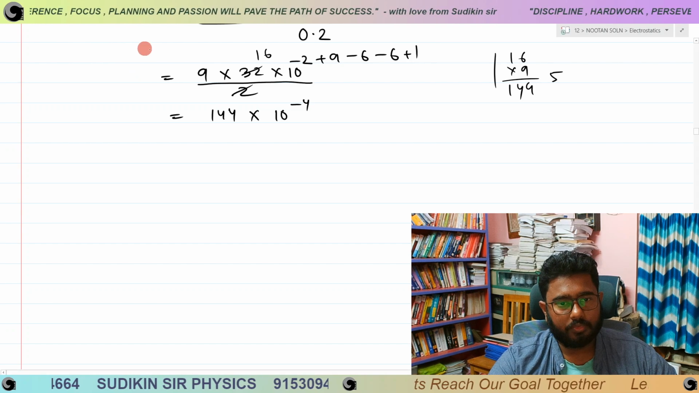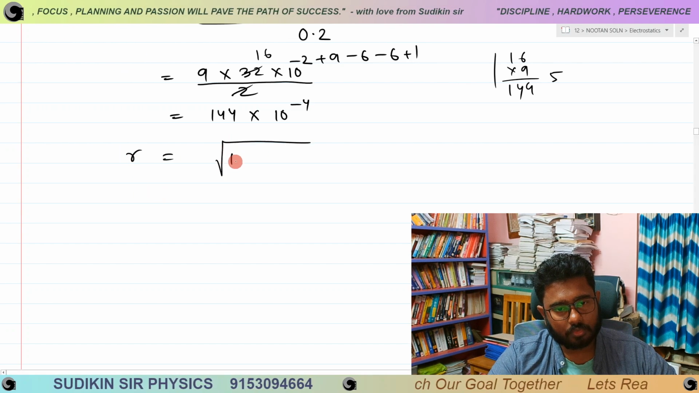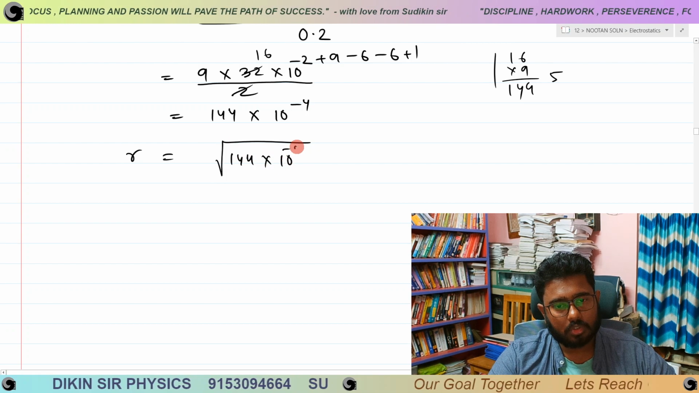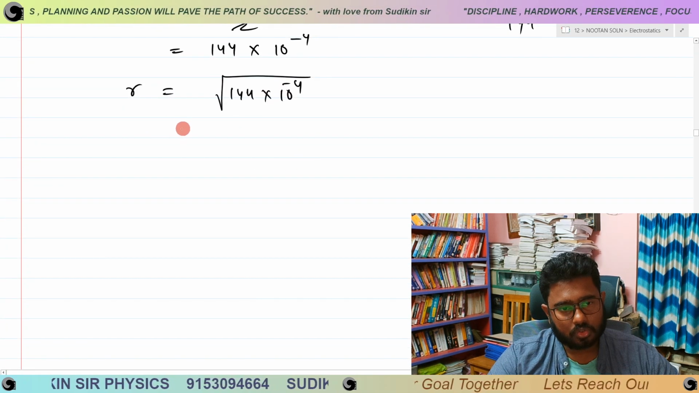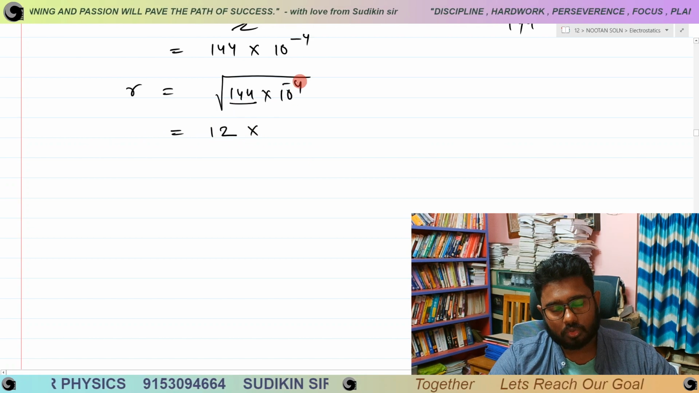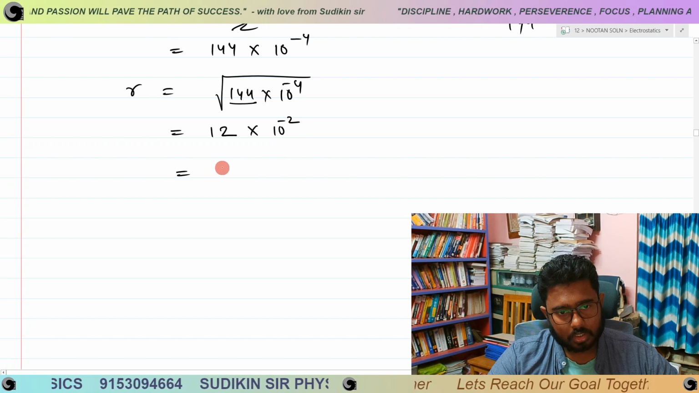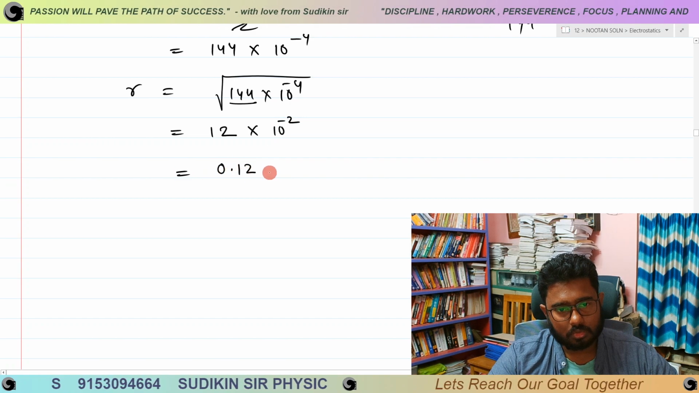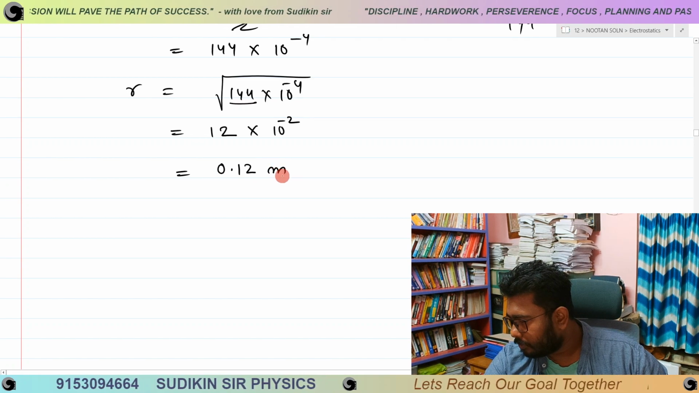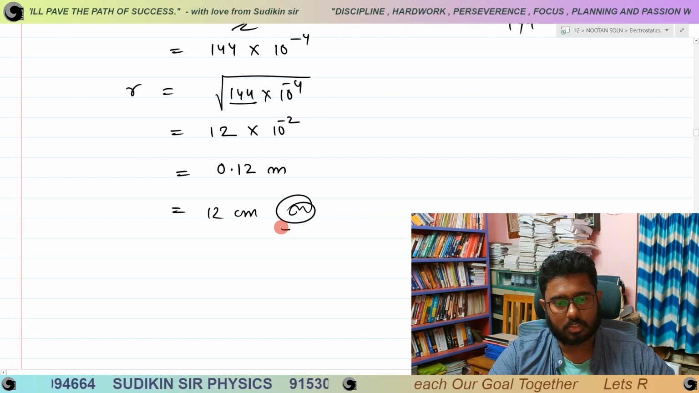If it is coming as r square, then r will be root over of 144 into 10 to the power minus 4. So 144, its root is 12, root over 10 to the power minus 4, its root is minus 2. So that will be 0.12 meter, or that will be 12 centimeter. Yeah, this is the answer.